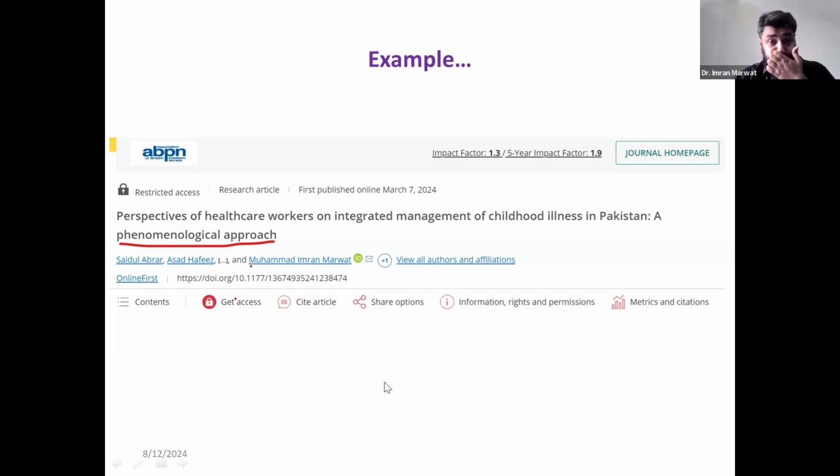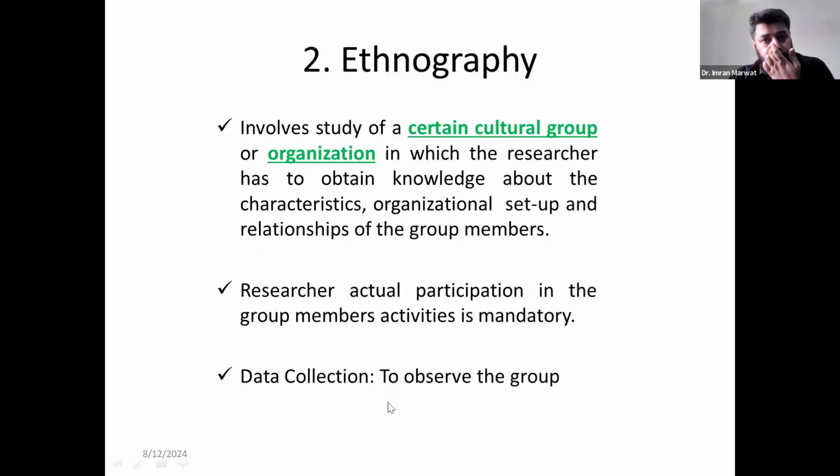So this was another qualitative phenomenological study published. This was also published in an international American journal. The journal name was Journal of Child Healthcare, a US journal, with 1.3 and 1.9 impact factor. So this was a phenomenological study.